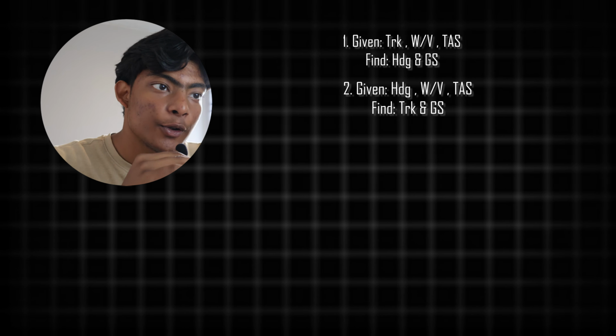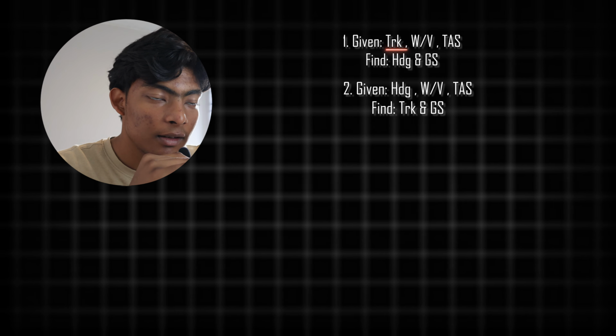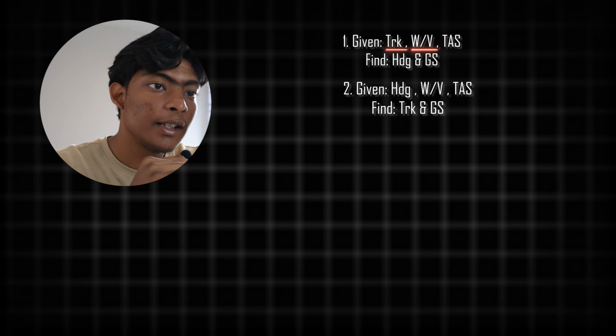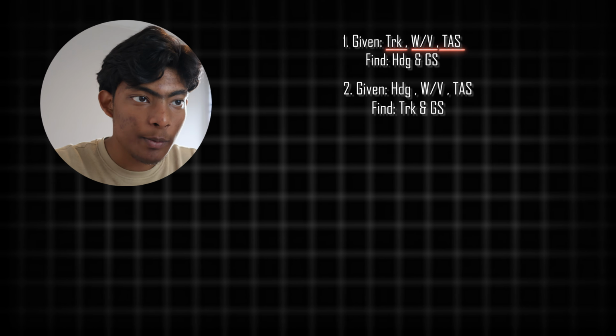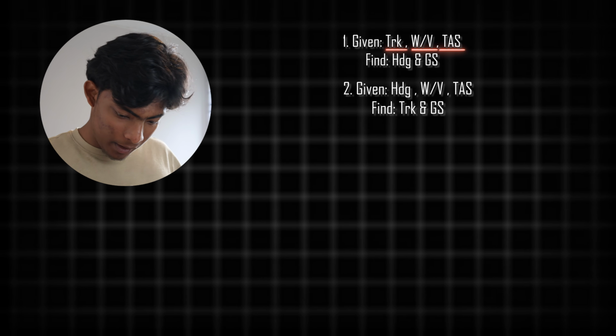So starting with the first question, we clearly have the track, the wind speed, the wind direction and the true airspeed given to us, and what we have to do is find the heading and the ground speed. I have prepared some sample questions, and maybe it's better if you sit with a pen, paper and your E6B. That's great. Just do along with me, keep repeating, and I hope you understand what I'm saying.